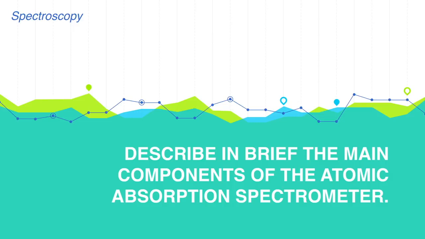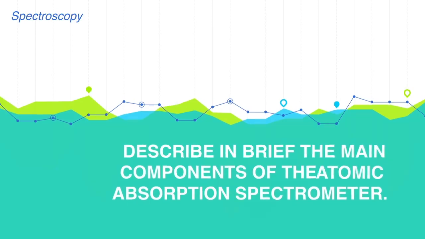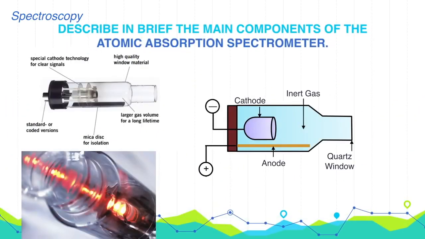Describe in brief the main components of the atomic absorption spectrophotometer. The main components of the atomic absorption spectrometers include: first, source of radiation.